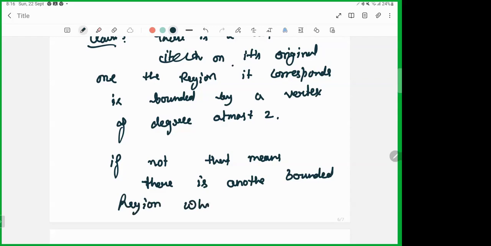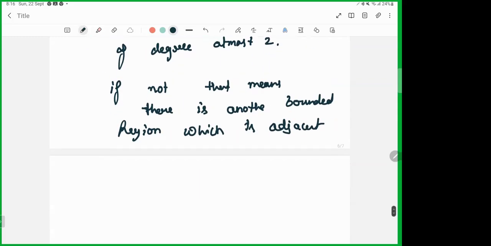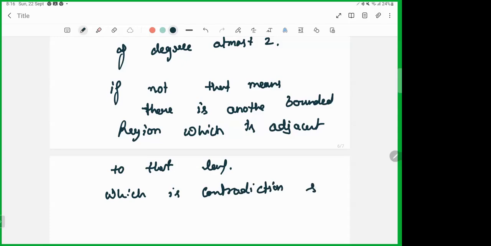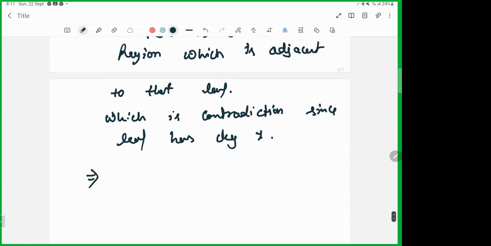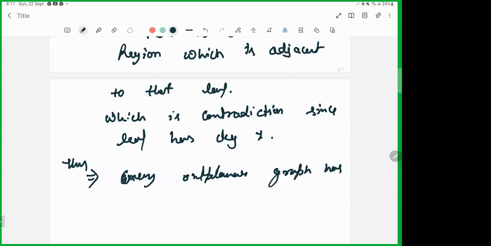which is adjacent to that leaf, which is a contradiction because that leaf has degree 1. So we are done. So this implies an outerplanar graph, thus every outerplanar graph has a vertex of degree at most 2.